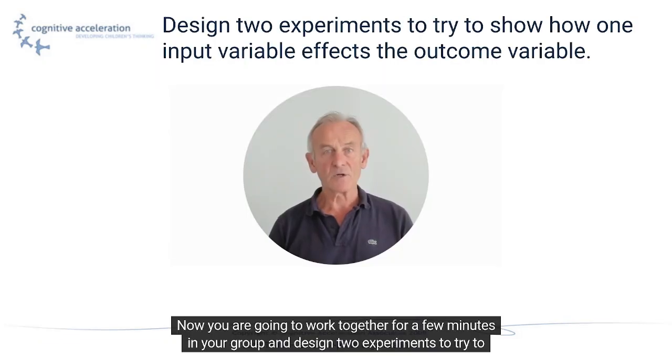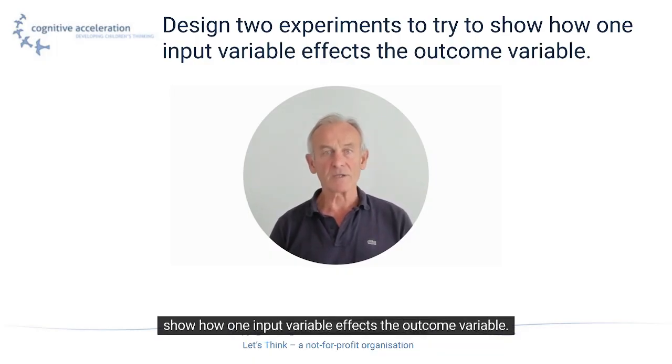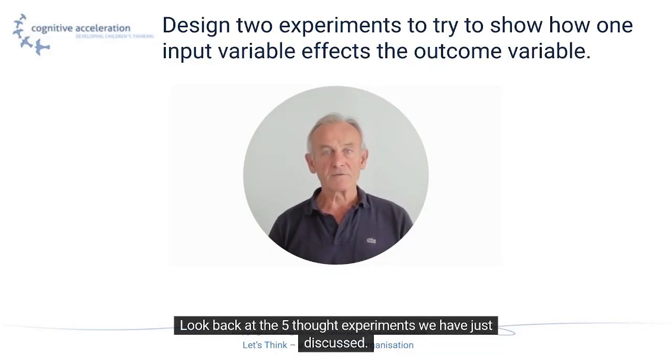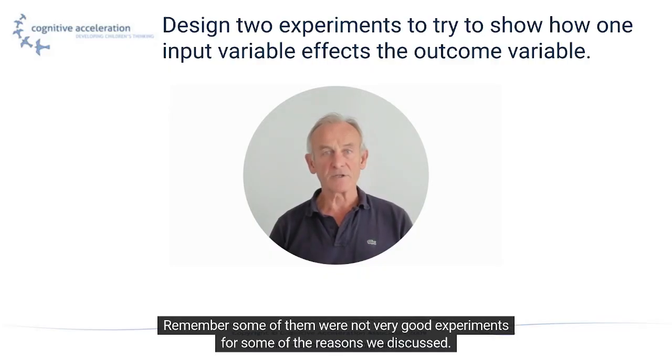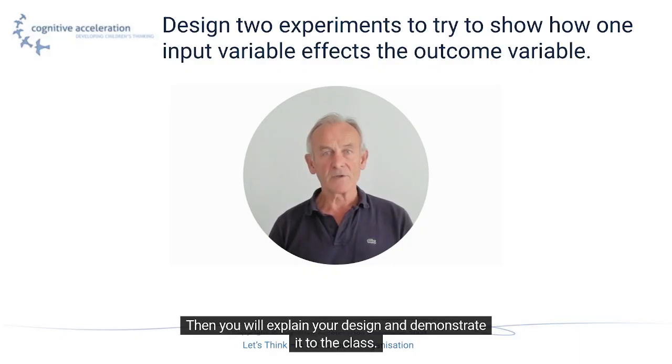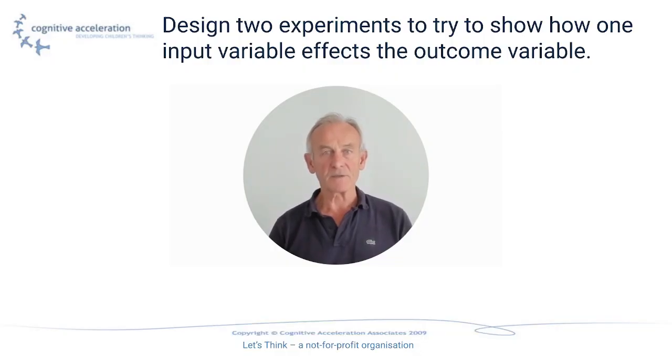Now you are going to work together for a few minutes in your group and design 2 experiments to try to show how one input variable affects the outcome variable. Look back at the 5 thought experiments we have just discussed. Remember, some of them were not very good experiments for some of the reasons we discussed. Then you will explain your design and demonstrate it to the class.